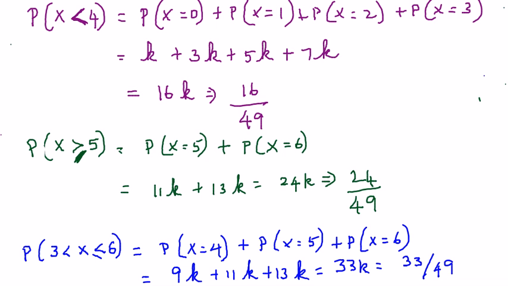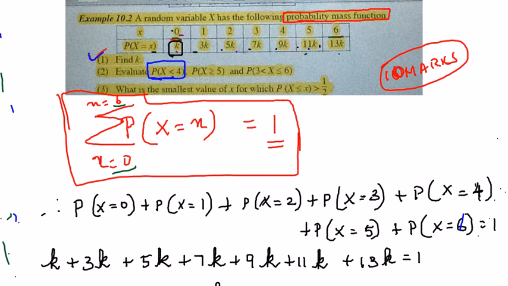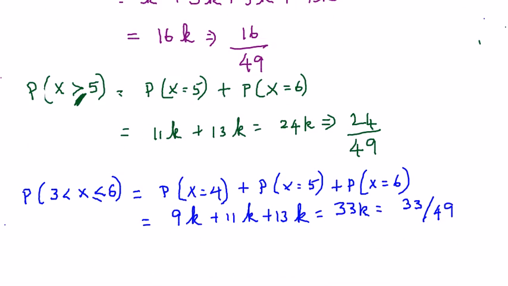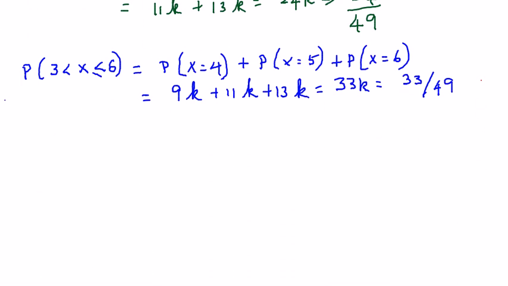Okay, so it's quite simple. Do it slowly and carefully, and you will get the answer. Read the third part. The third part is: what is the smallest value of x for which P(X less than or equal to x) is greater than half? In this particular sum, there is no other way to do it other than by trial and error.